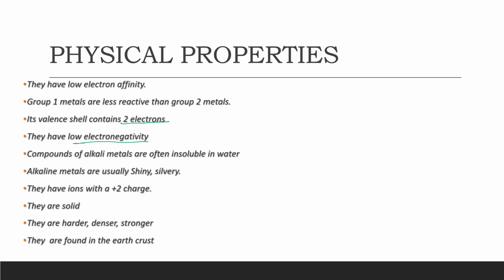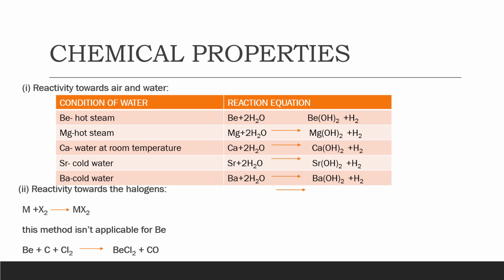Compounds of alkaline earth metals are often insoluble in water. That means they are not soluble. Even though you mix them in water, they won't get mixed with it. Alkaline earth metals are usually shiny and silvery. They have ions with a 2 plus charge, like they have a positive charge, and they are mostly in solid form. They are hard, dense, and strong, and they are found in the Earth's crust, as we know from the name itself.